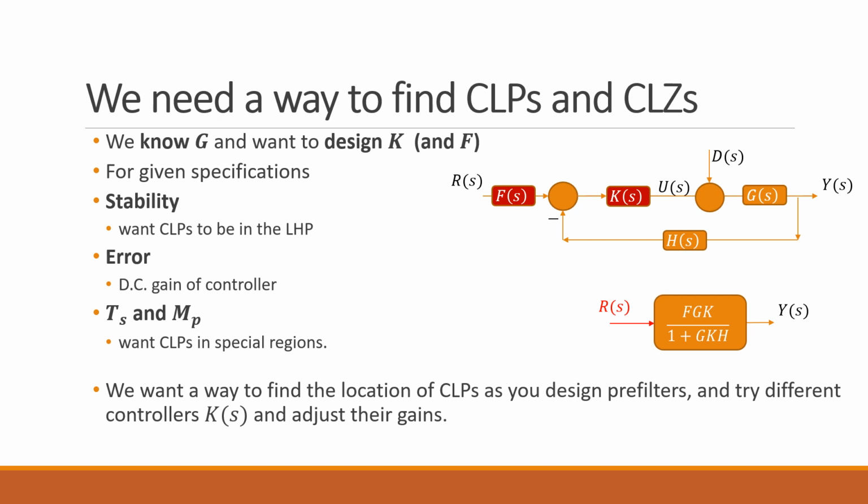We need to find a way to determine the location of closed loop poles as we try out different pre-filters or different controllers and adjust their gains. And that mathematical technique which tells us how the closed loop poles of a system move around or change as you adjust the gain of the controller or choose different controllers is called root locus, and we shall see that in future.